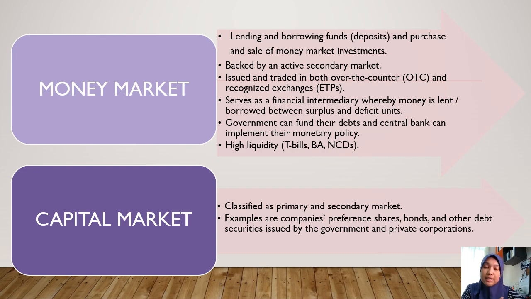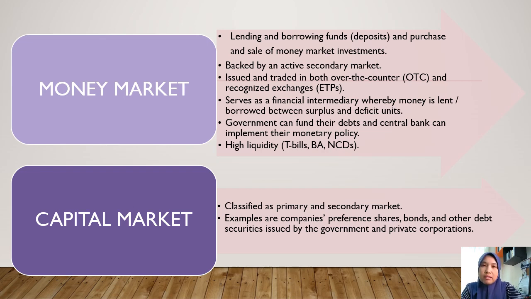Okay, now we focus on the money market and capital market. As I mentioned previously, the money market is a place for short-term investment trading. Some examples of short-term investment products are treasury bills, what we call bankers acceptance, and also NCDs and many more. While the capital market is a place for long-term investment.